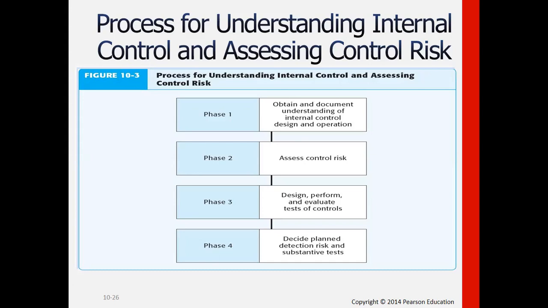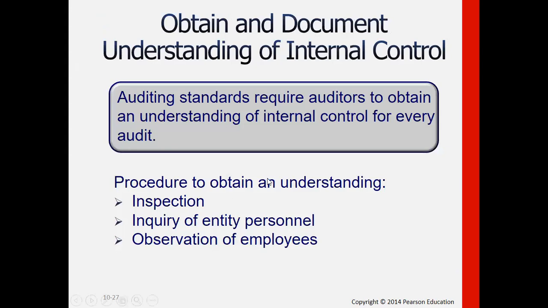And finally, in phase 4, we decide the planned detection risk, which is the risk that the auditor will manage given the inherent risk and the control risk. And then, of course, to add or reduce the substantive tests depending on the assessment of the internal controls, as well as, of course, the effectiveness, that's very important, and efficiency of those controls.